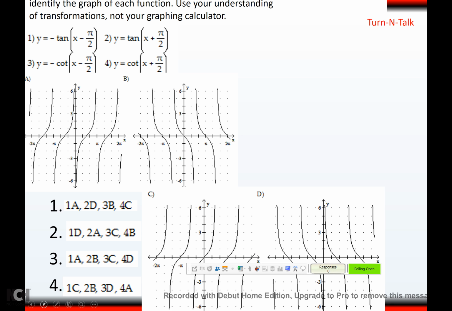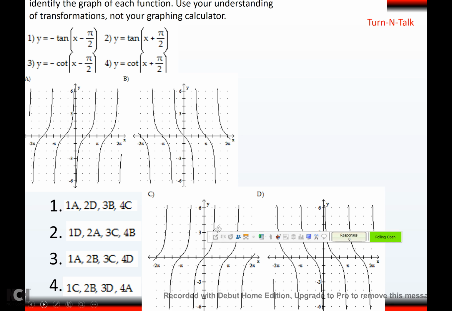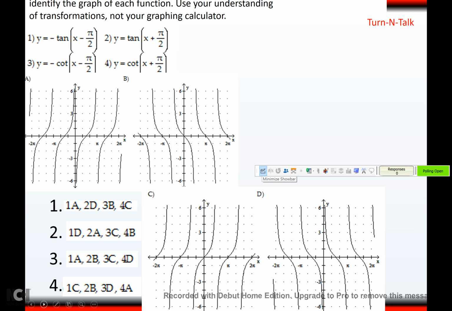Alright, so you figure out which graph goes with which equation. Hit pause, come back when you're ready, and you should get 2.